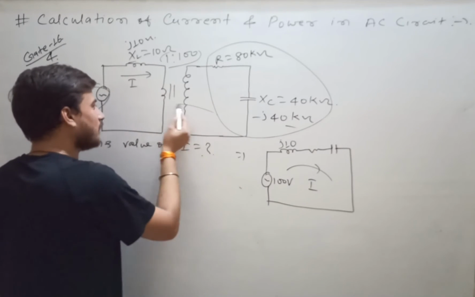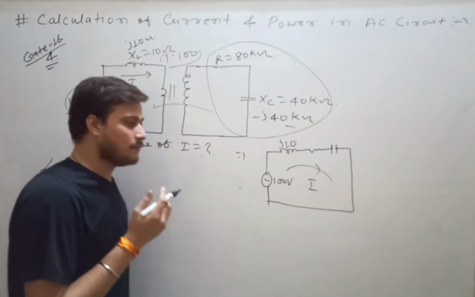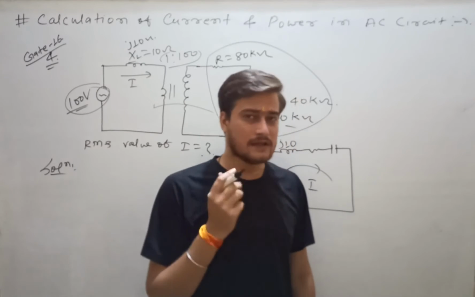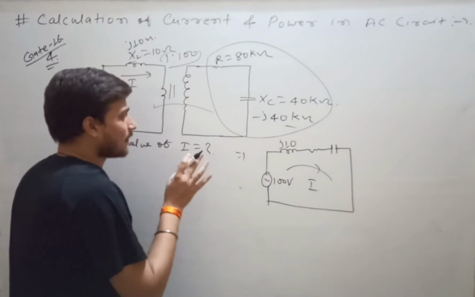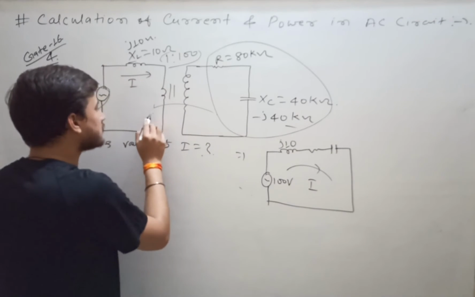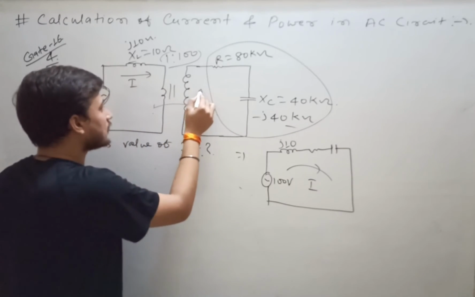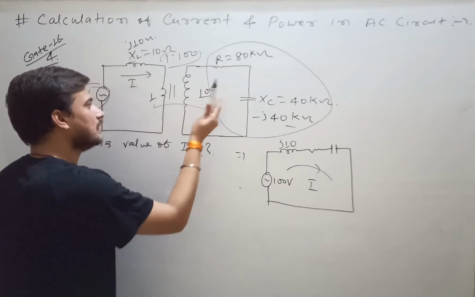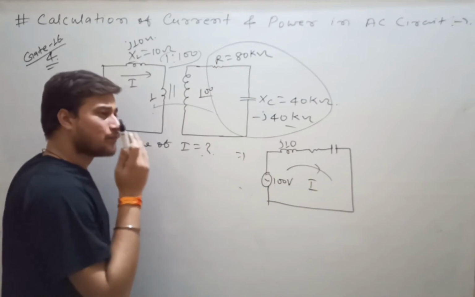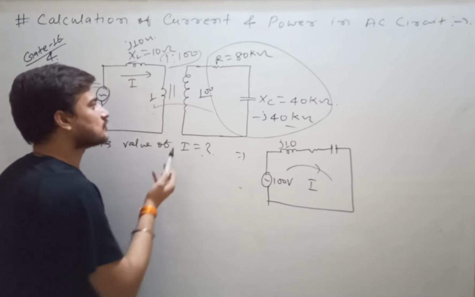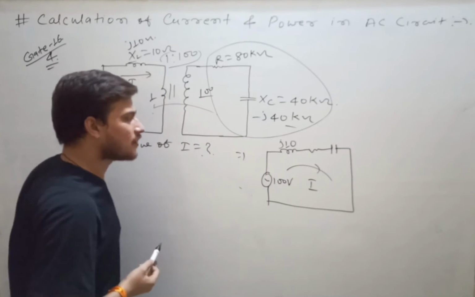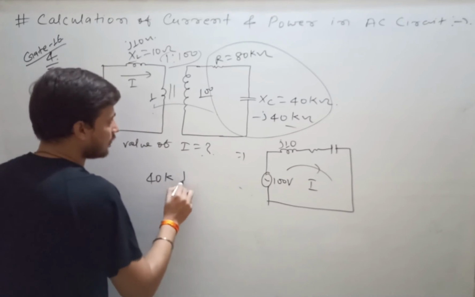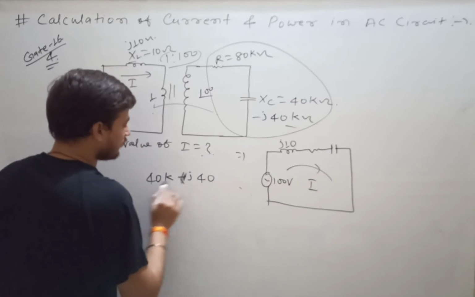If it is being referred to primary, remember only one thing: if the number of turns is more, then resistance and reactance will be more. Here the number of turns is less; if it is 100 turns, then here it is only 1 turn. That means if you are referring to this side, then this resistance and reactance will be decreased. It will be divided by the square of the number of turns, that means 100 square. So it will be 40k minus J40 divided by 100 square.